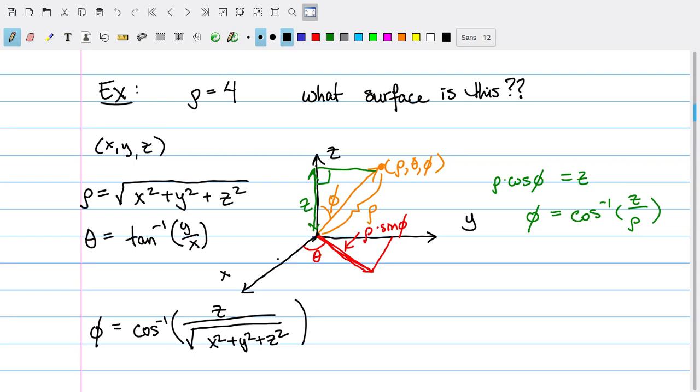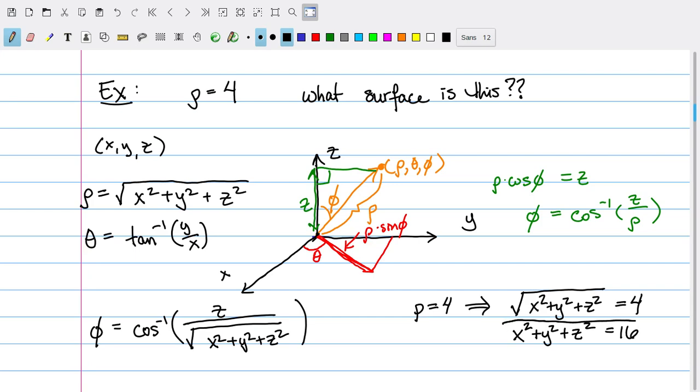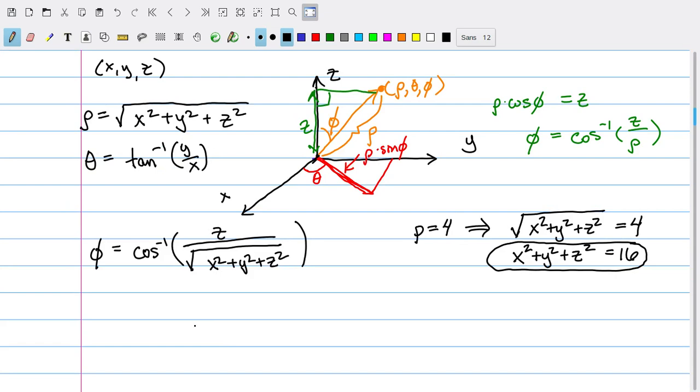So this allows us to convert an equation that's in terms of spherical coordinates into an equation which is in terms of Cartesian coordinates. Specifically, our equation rho equals 4 is now going to become the square root of x squared plus y squared plus z squared equals 4. And if I square both sides here, this is given by x squared plus y squared plus z squared equals 16. And we should definitely recognize the kind of equation that this is. This is a sphere of radius 4 centered at the origin.